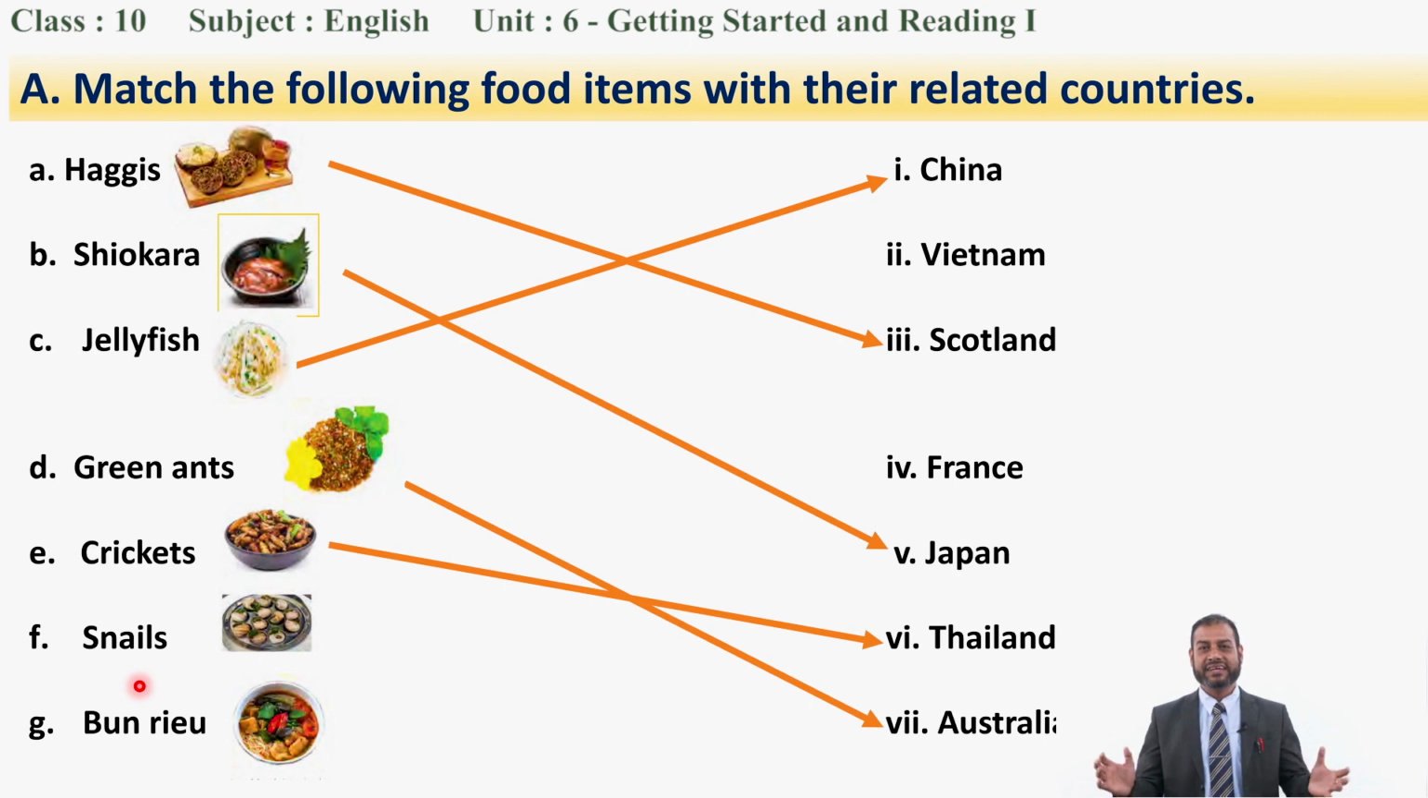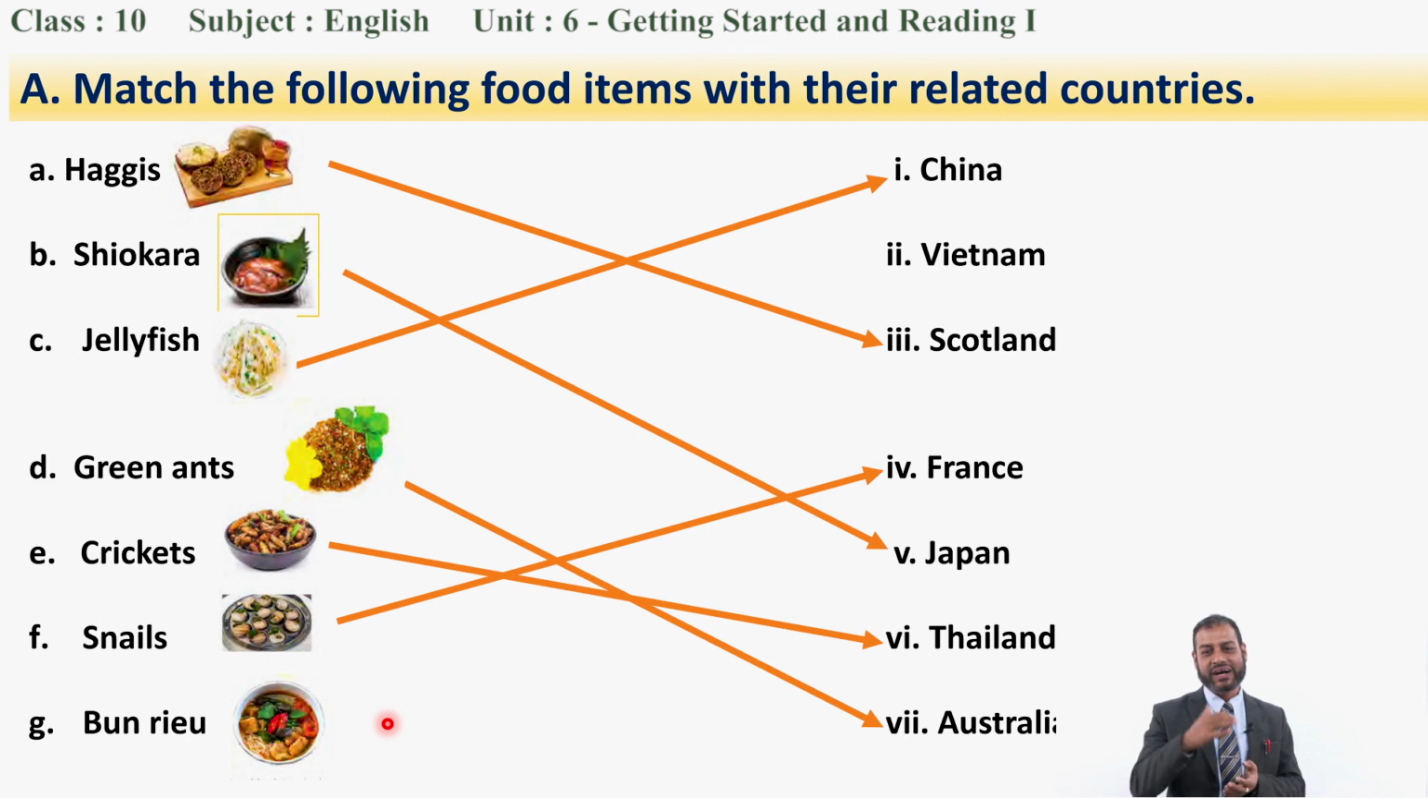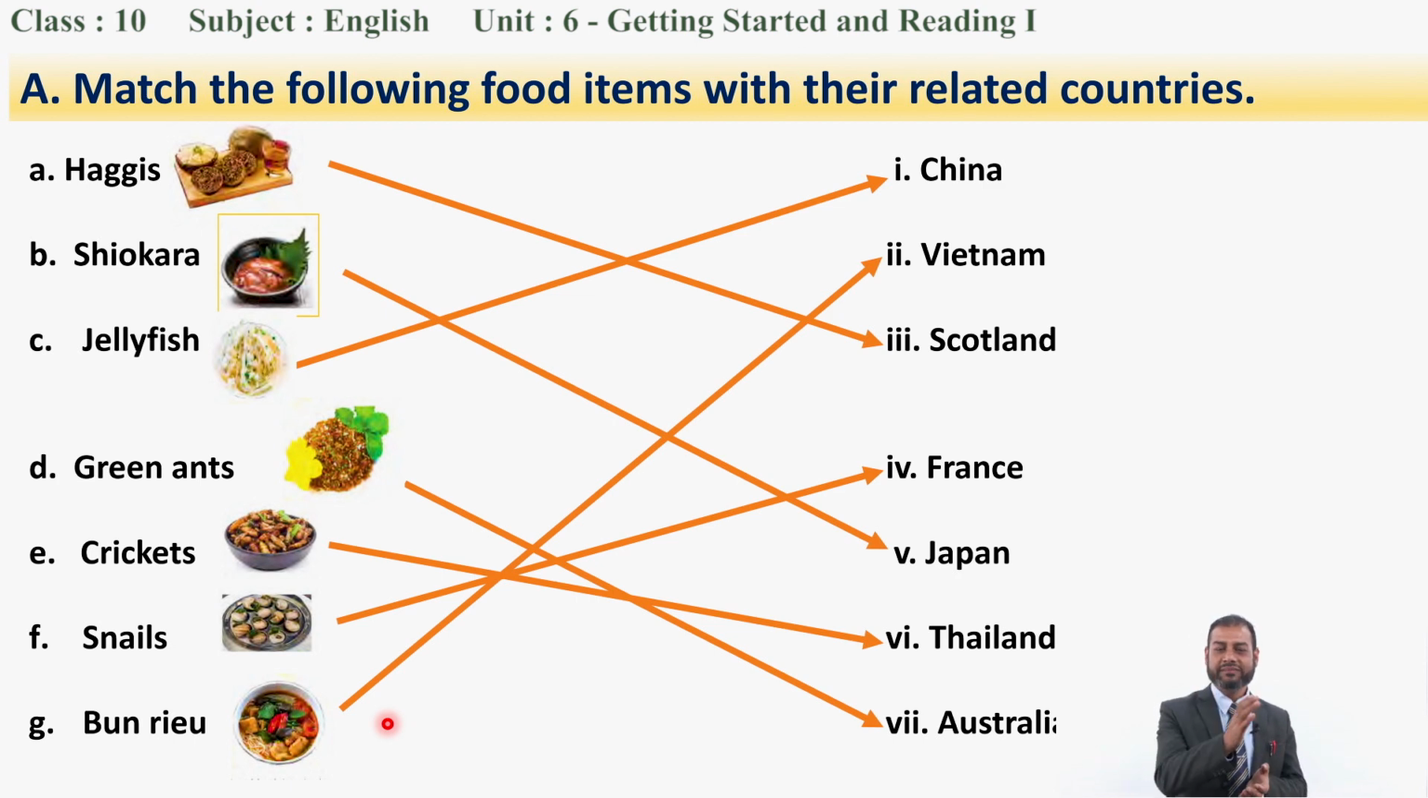Next one, we have snails. And what is the country here for snails? Okay, France. Now, next one is bonryu. I think you are correct if you have seen these all. And that is undoubtedly Vietnam. So, do you have these answers, matching items? Good job, dear students. It means that you have understood, okay?